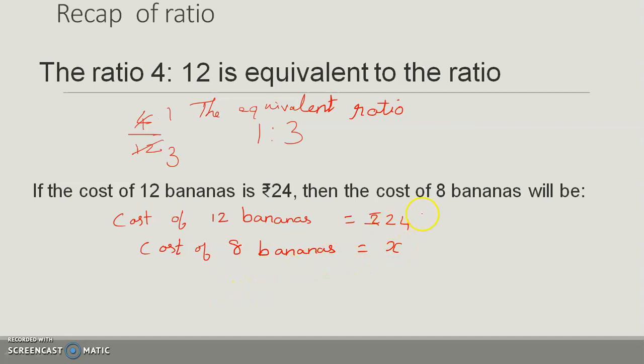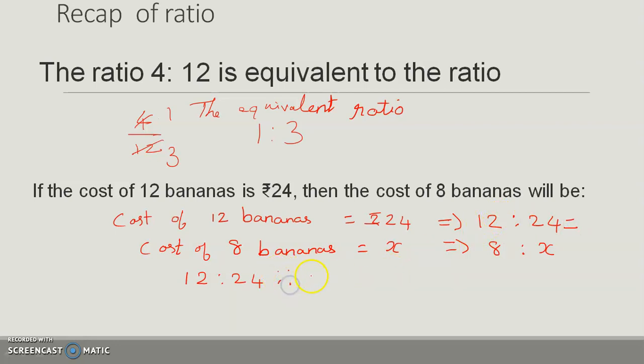Okay. How will you write this in ratio? 12 costs 24. And what will be the cost of 8 bananas? Will they be proportional? Surely they should be proportional. So we will write the statement. Before using this, you can simplify this ratio also. Okay, it will be easy for you.